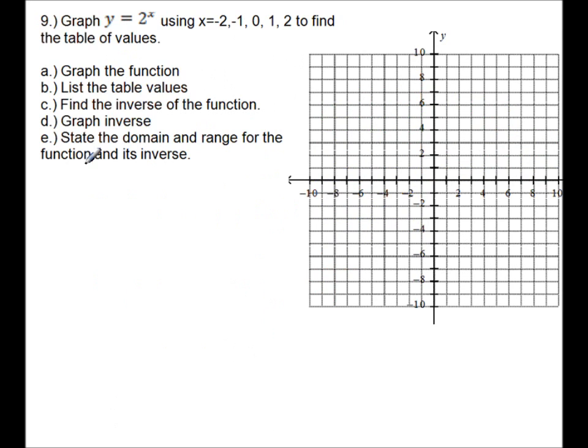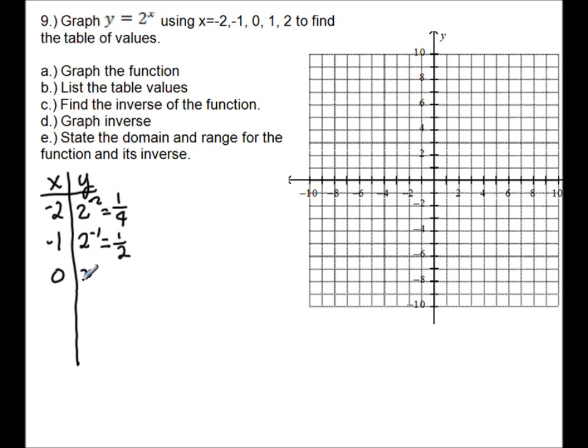What we want to do is graph this function, so in order to graph it, we need to list a table of values. They've given us our x values, so we'll start with negative 2. So 2 to the negative 2 power is equal to 1 over 4. Then we have the negative 1 power. So 2 to the negative 1 power equals 1 over 2.